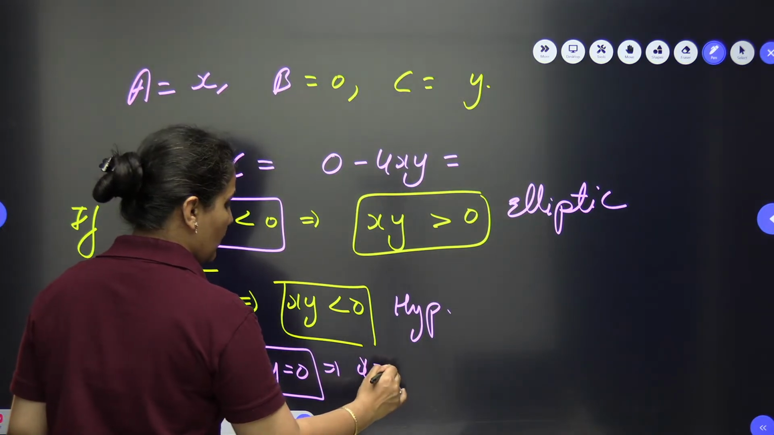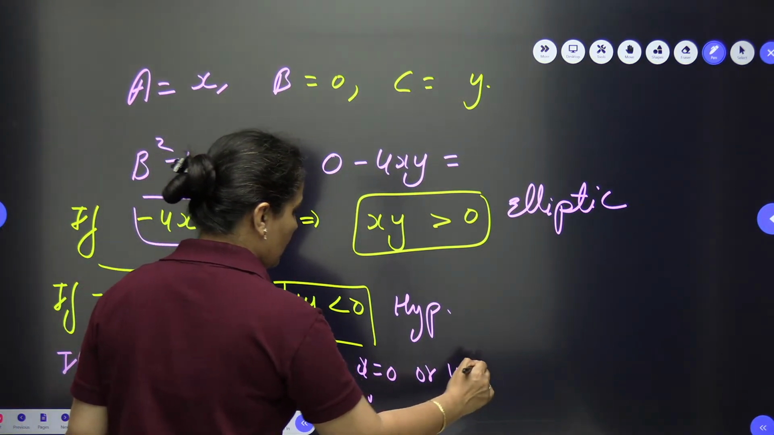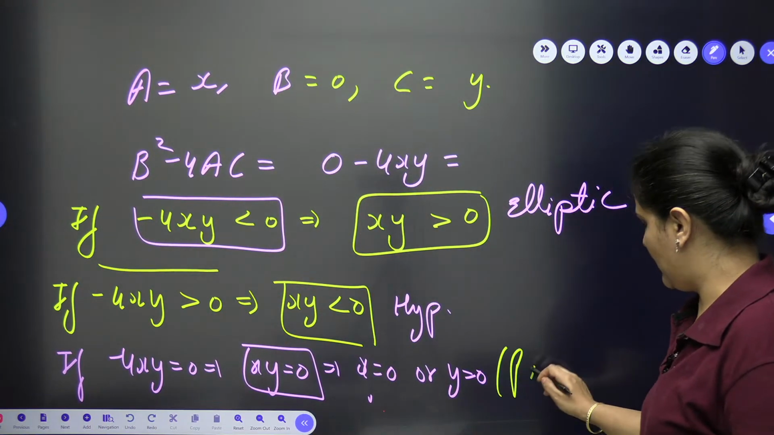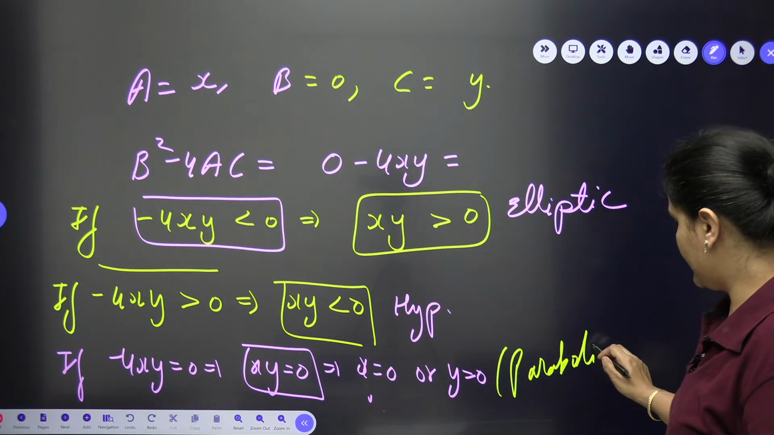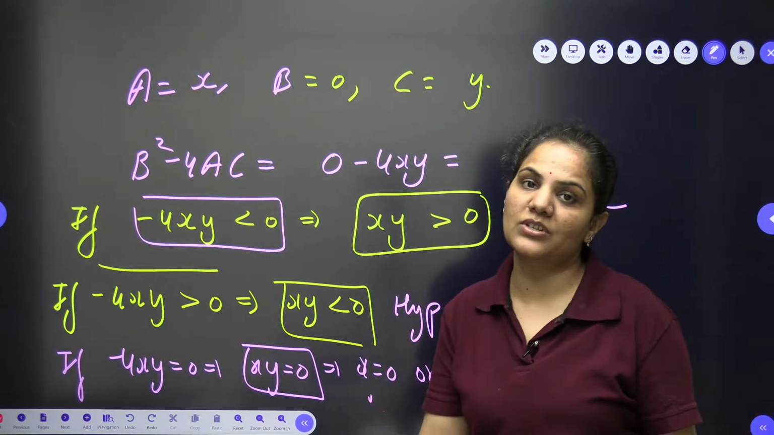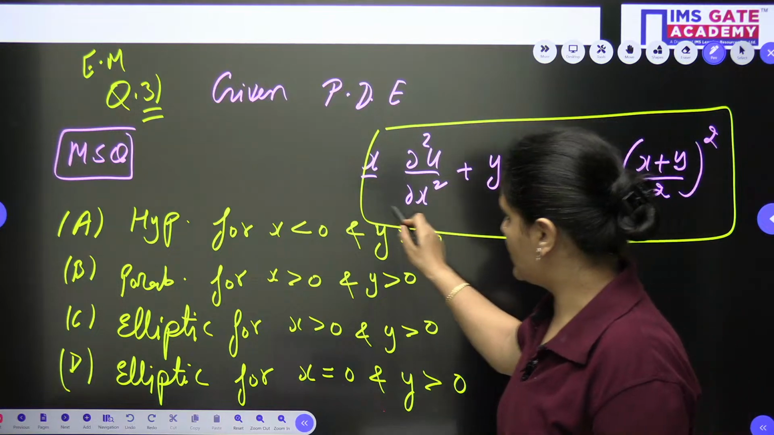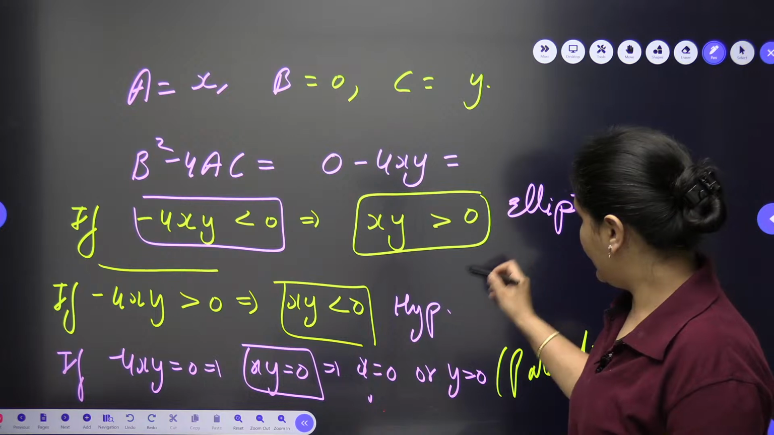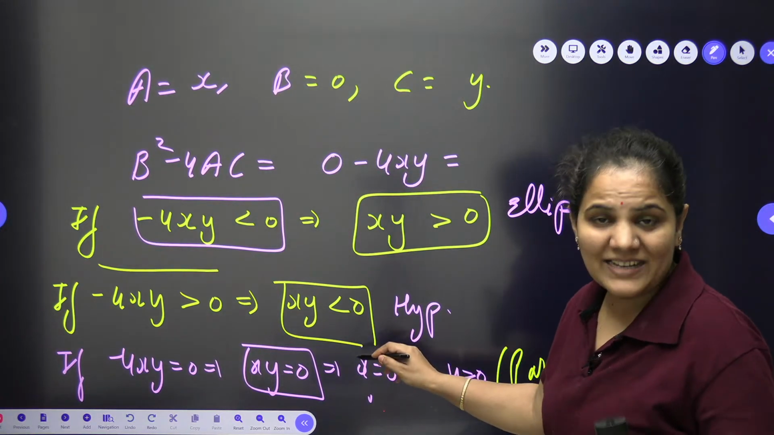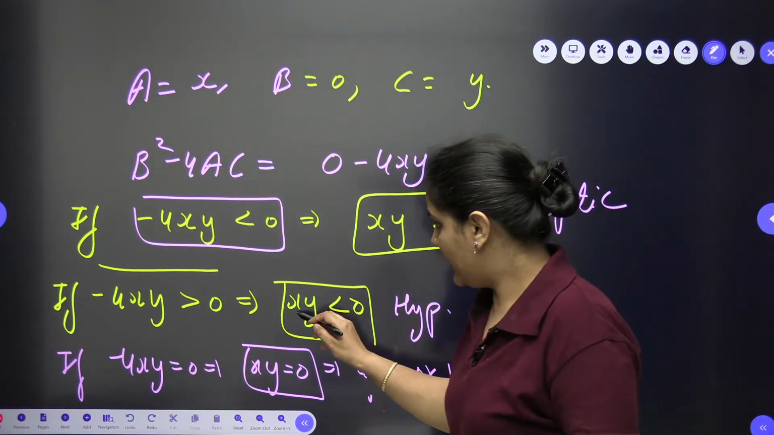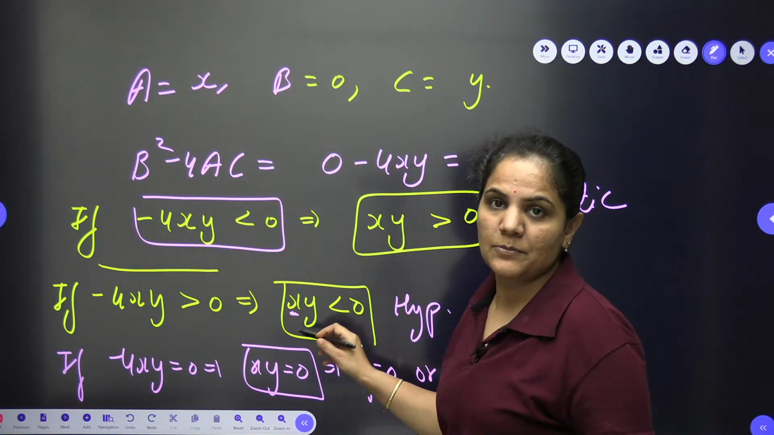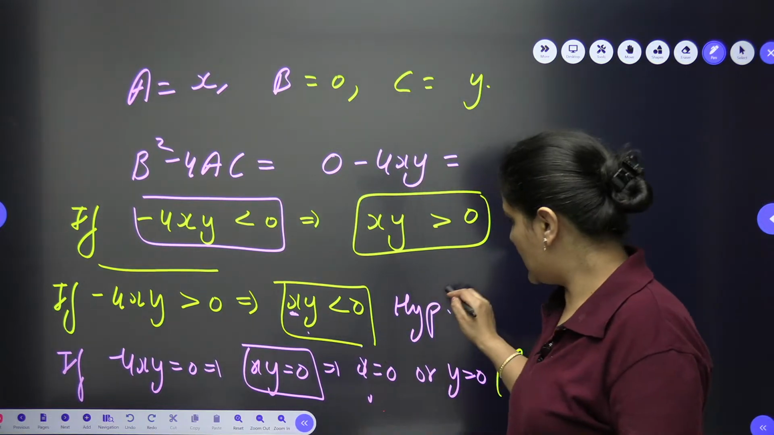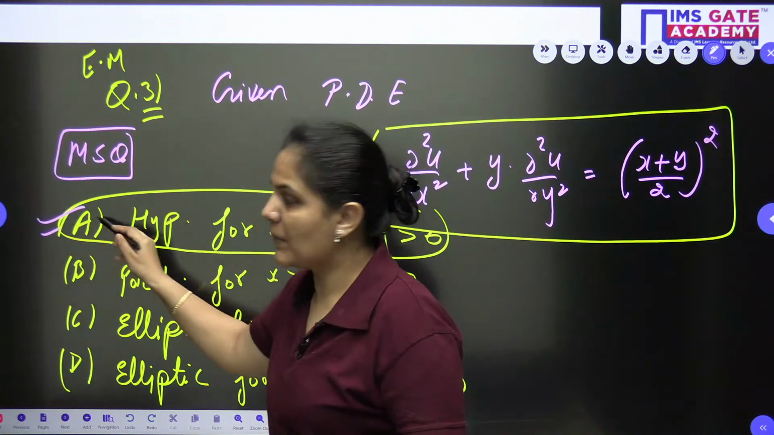So in this case, if your x is 0 or your y will be 0. If x or y, any one of them is 0, then you can see this will be parabolic. Okay, so let's see now which condition is satisfied. For this I need to check the options. When I go for the first option, hyperbolic for x less than 0 and y greater than 0: if x is negative and y is positive, ultimately the product xy is negative only. So yes, this is possible. So the first option can be possible here.